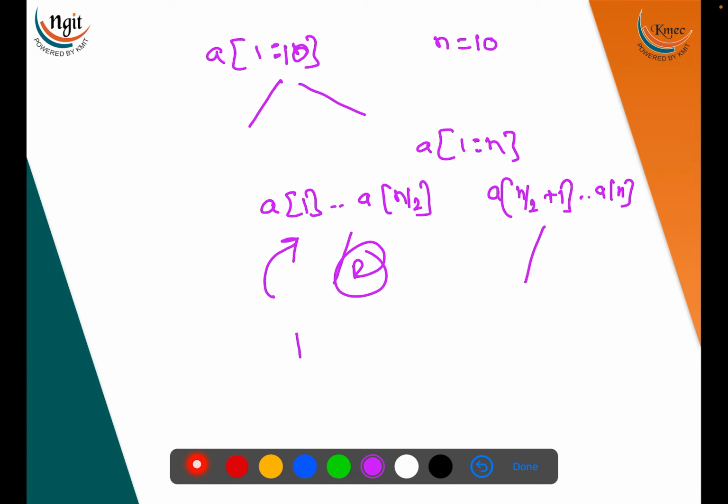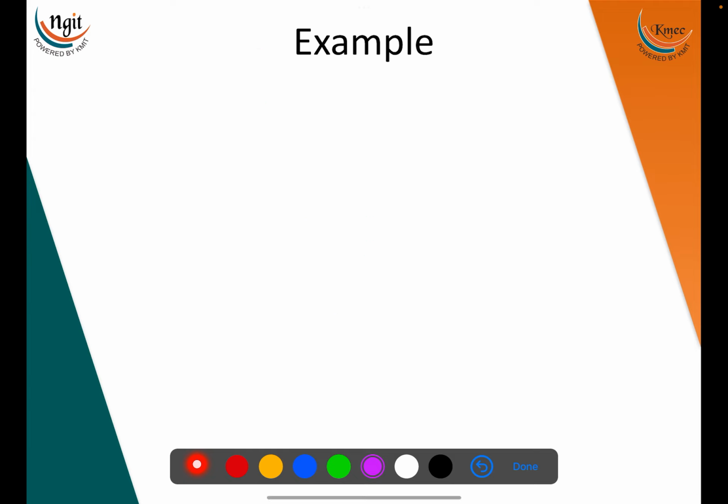Now here two things are required. One is to divide the problem into subproblems till you get 1. The other is to combine the solutions. Now we'll take an example which is a recursive tree. Assume that I have 1 to n where my n value is 10. That means this will get divided, and on what basis will we divide?